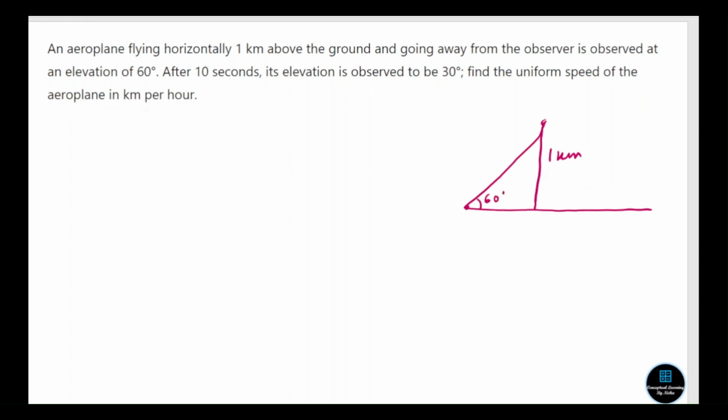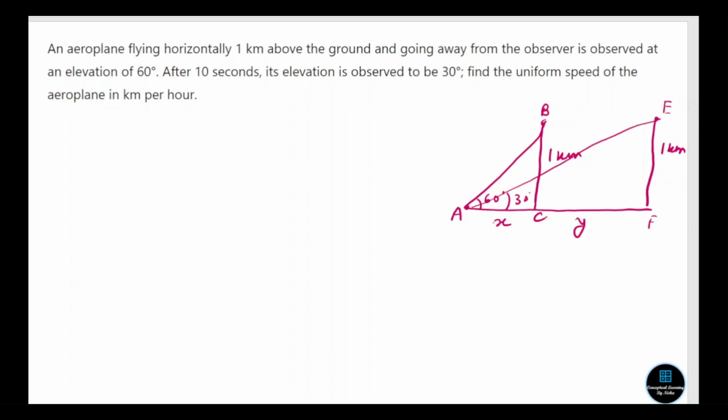Now the aeroplane is moving away. So let's say after 10 seconds it reached here. Again the height is uniform and this elevation is 30 degree. So remember 30 degree is smaller than 60, so I have to take it like this. Alright. Label this point. A is the point of observation. Okay. This is B, C and E, F I'll take. And then let's say this distance is X I'll take and Y I'll take.